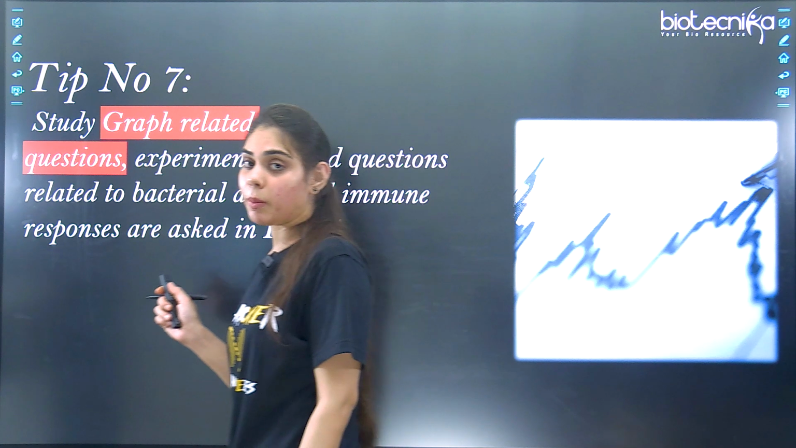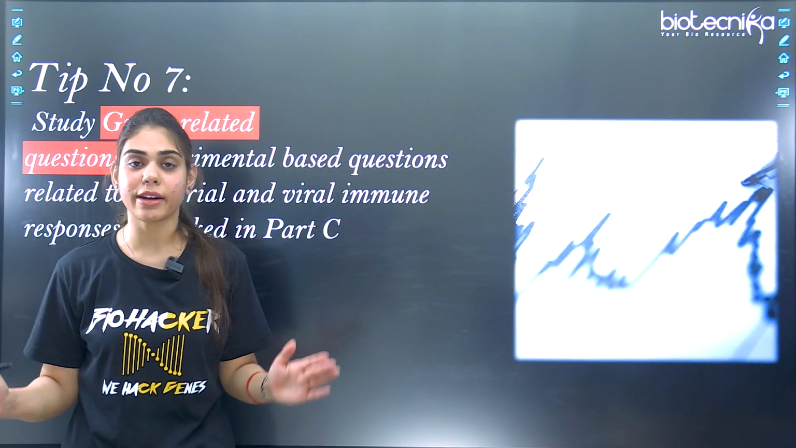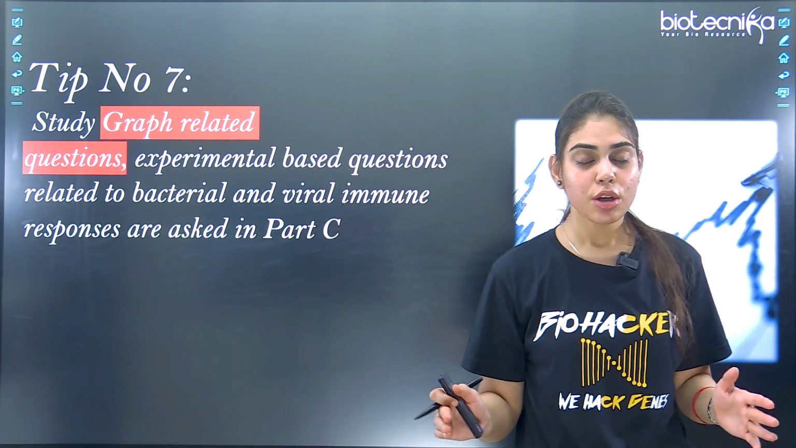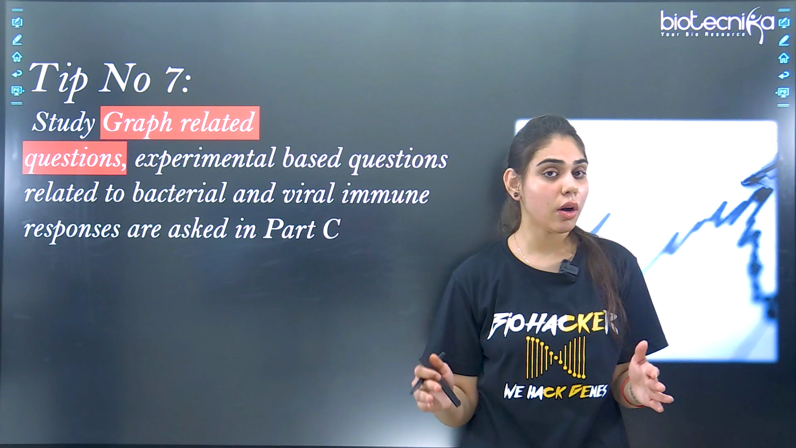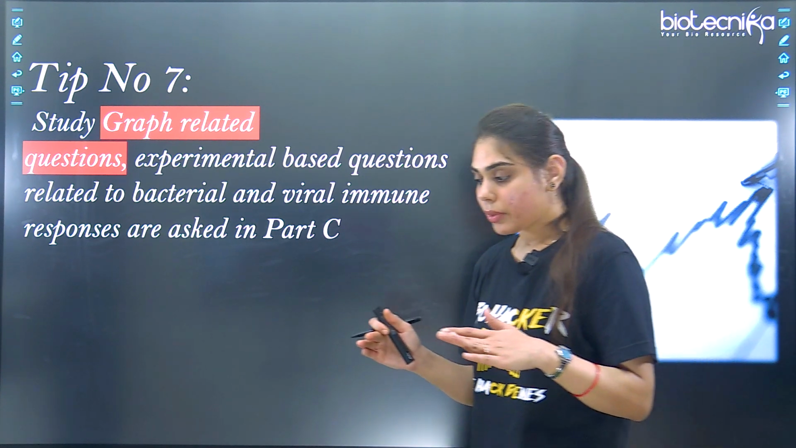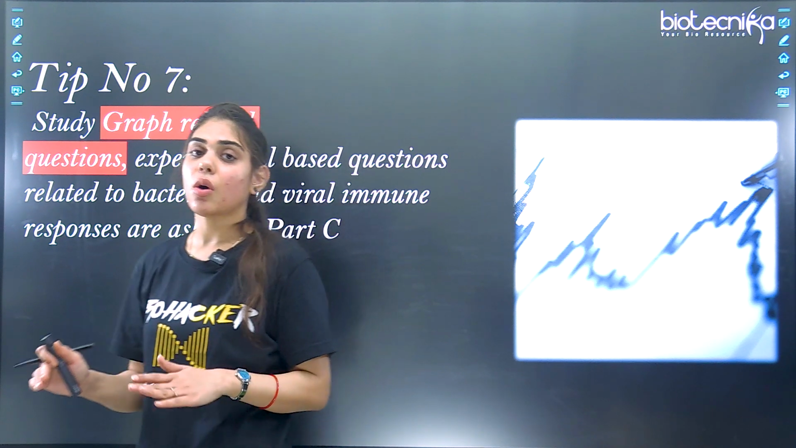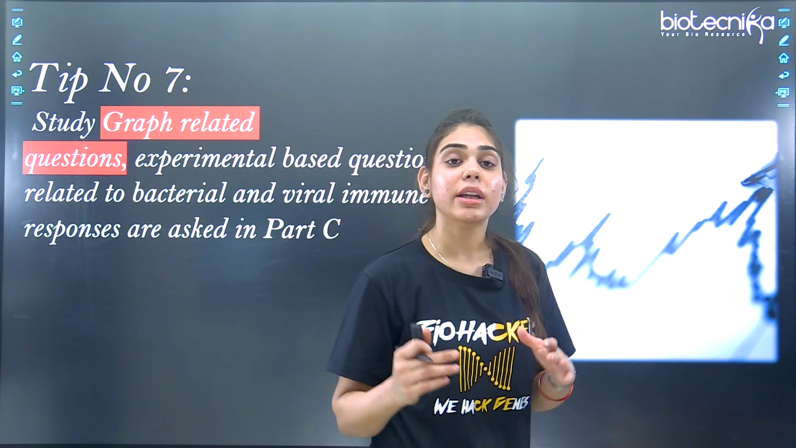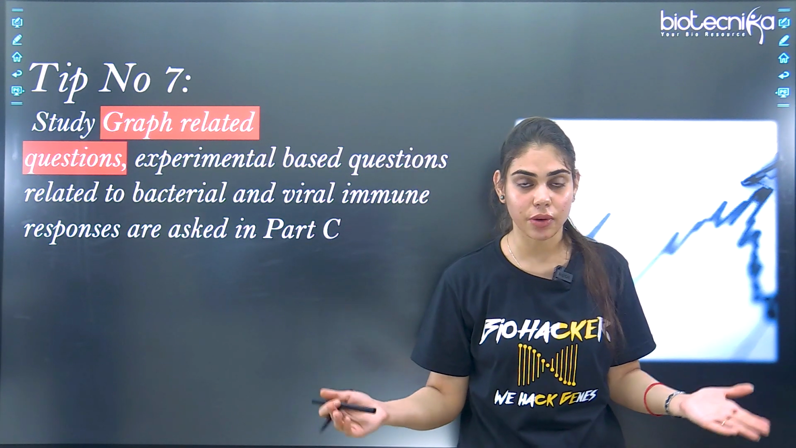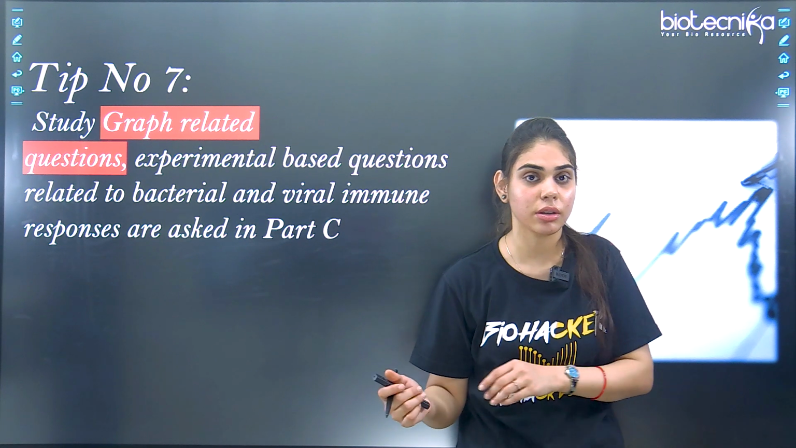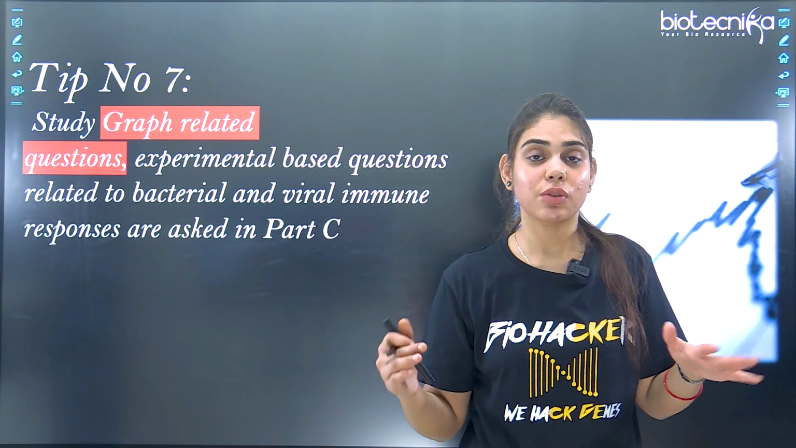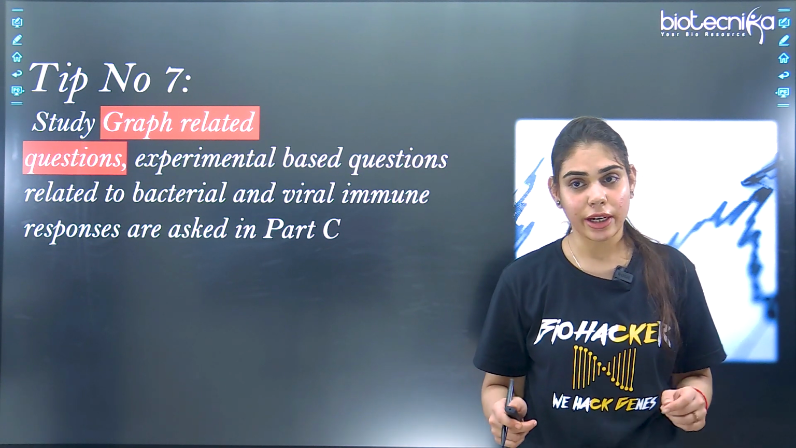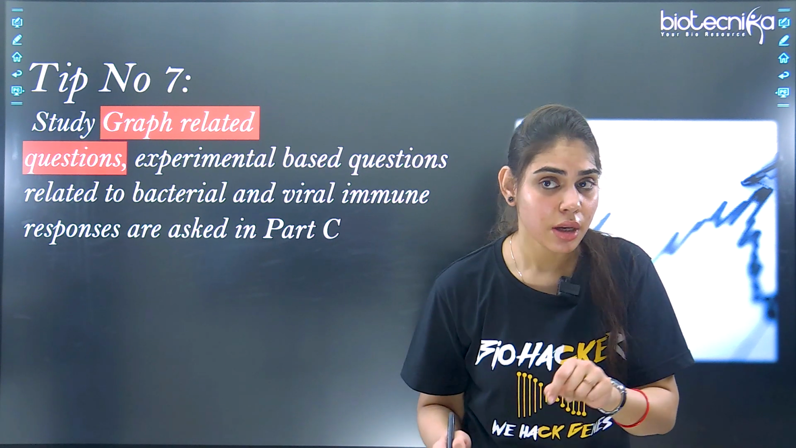Now, what is tip number 7? You should always do graph related study. Why is this important? Whenever you are studying immunology, you will always find graphs there. In the CSIR exam, it is always asked, suppose a bacterium or virus enters the body, then what will be the immune response generated at the time of this infection? What will be the latency period? What will be the lag period? For this, graph related study is very important in order to find the answer to these questions.